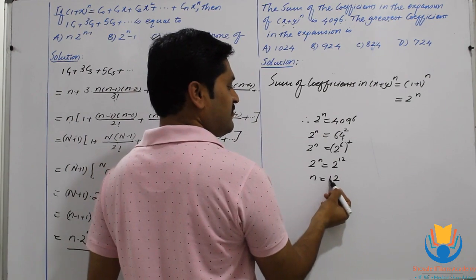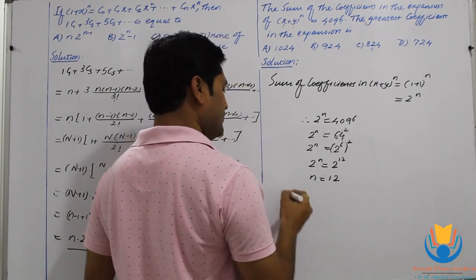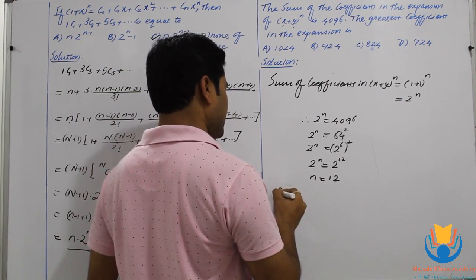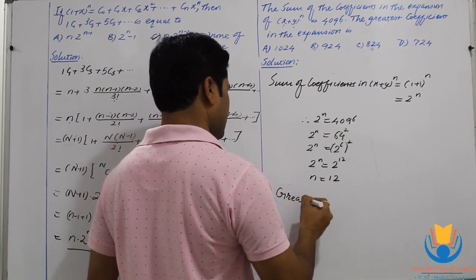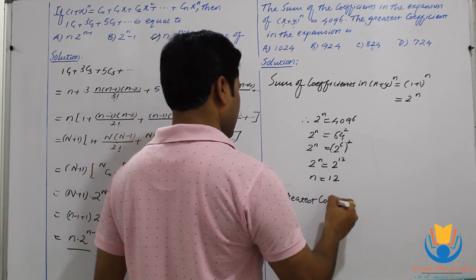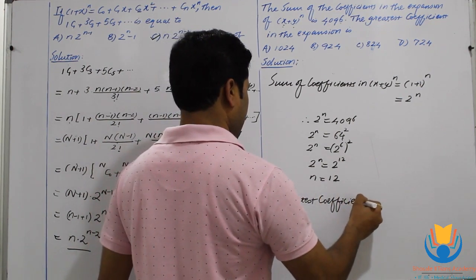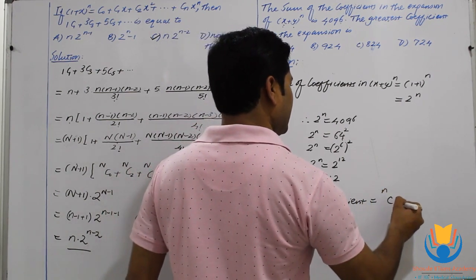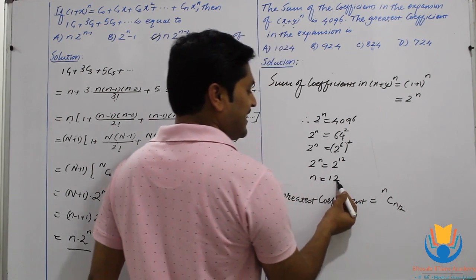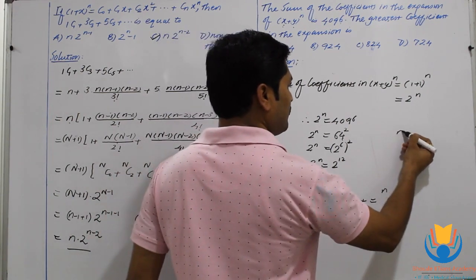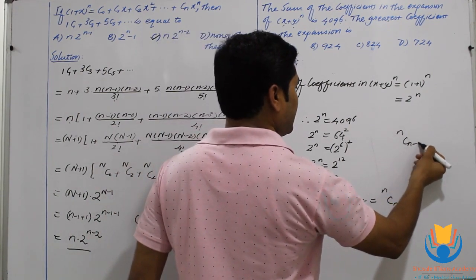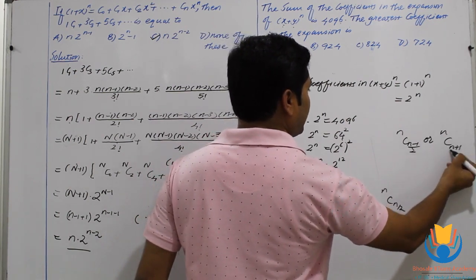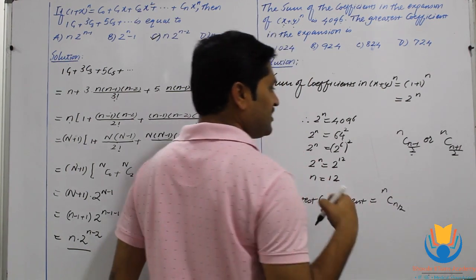As you can see here, the value of n is even. So when n is even, the greatest coefficient is equal to nC n by 2. If n is odd, then the greatest coefficient will be nC (n minus 1) upon 2 or nC (n plus 1) upon 2. So those two coefficients will be the same.